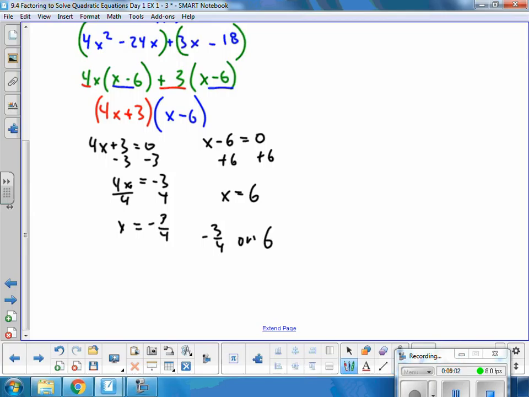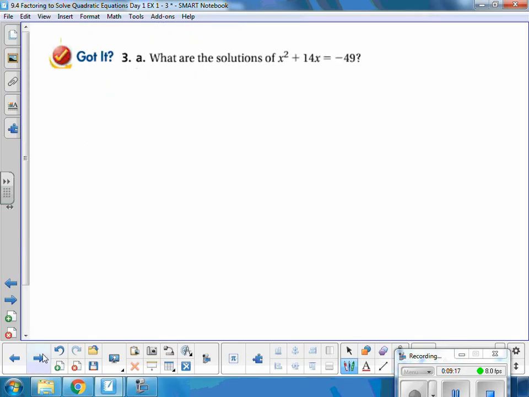Because I'm using my 0 property, I don't know which one of these is 0. I don't know if it's my first binomial or my second binomial. So I'm going to use or as I wrote or. It's one or the other. All right, why don't you go ahead and try it on this one. Remember, put it in standard form first.